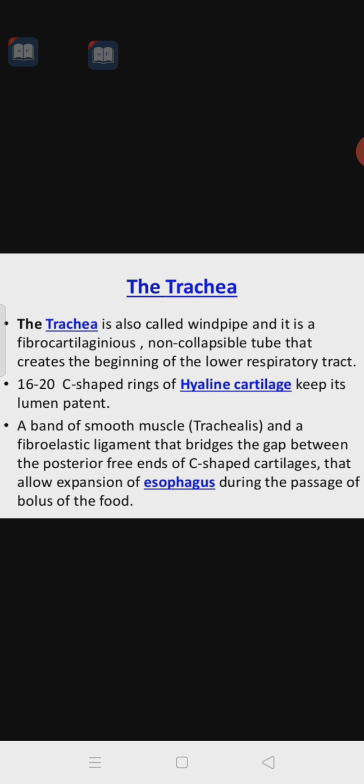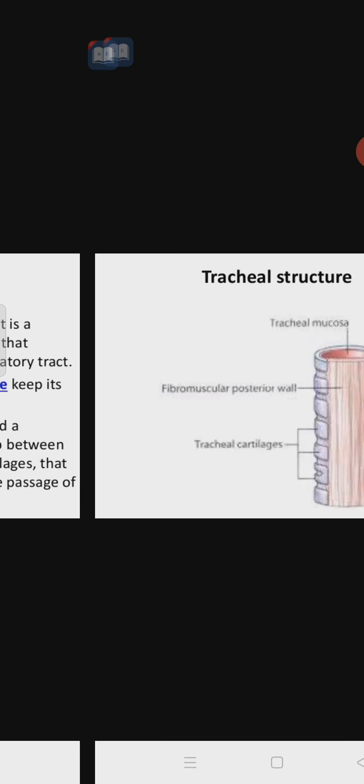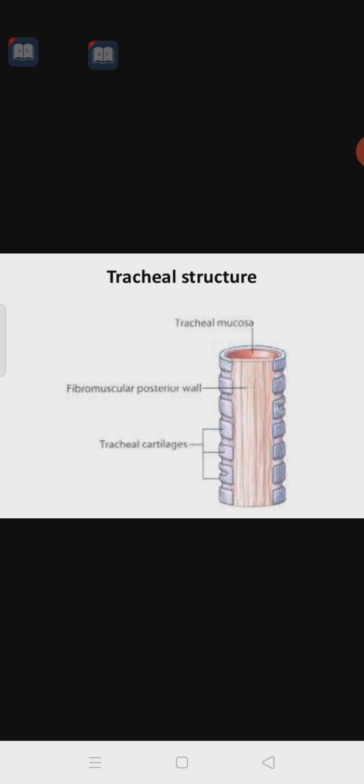So here some smooth muscles are present in the starting region. That provides the gap so that expansion of the esophagus takes place during the entry of the food, which we call the bolus. The chewing of the food takes place in the mouth, then it enters the esophagus. That food material we call the bolus. Understood? Soft material, that is the bolus. So the muscles present in the starting part, in the pharynx region or in the tracheal region, help in the entry of the bolus into the esophagus. So this is the actual structure of the trachea.